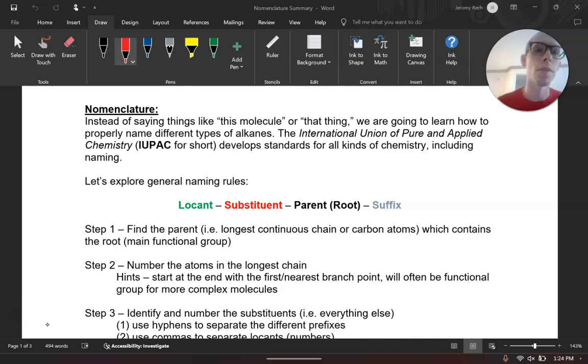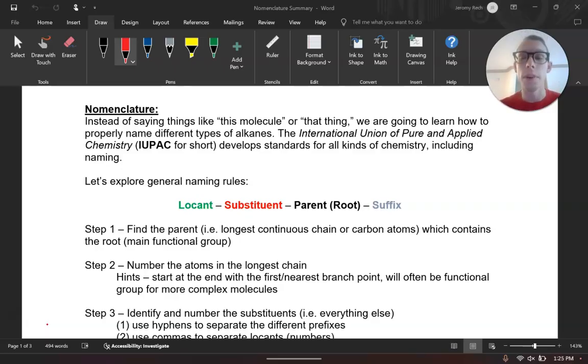So at the start of chapter 3, we previously talked about how to name simple alkanes. We have this general setup where you have your locant, which is going to be the number, that would be number 1, 2, 3, 4, 5, 6, whatever. That's going to correspond to the location of something. We'll use locants to primarily describe substituents. Substituents are going to be anything else that is not connected to our main chain. Our main chain, or our parent, is going to be our longest continuous chain of carbons, which includes our key functional group, and our suffix is going to be a word to describe that functional group.